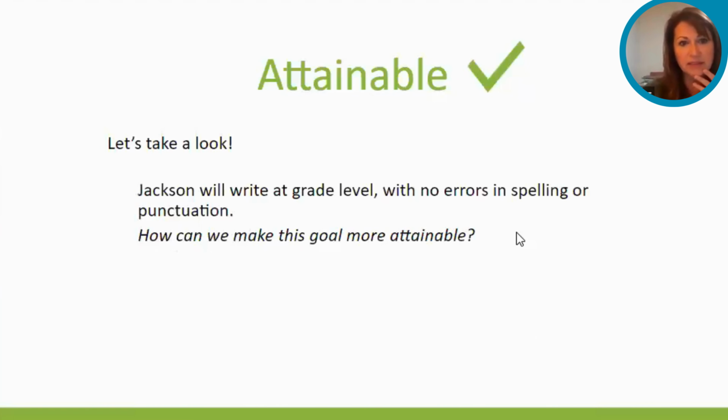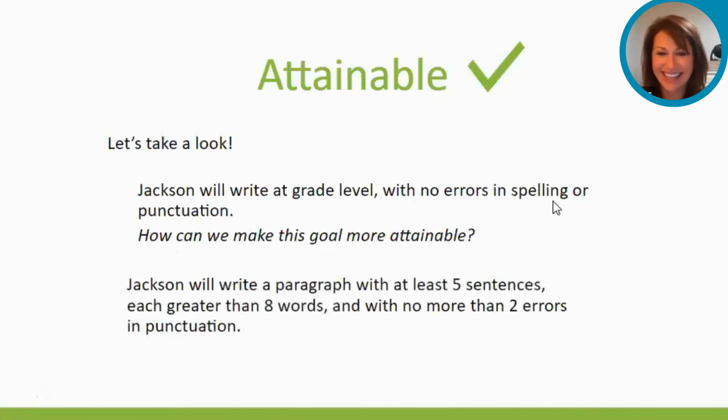So here is an example. Jackson will write at grade level with no errors in spelling or punctuation. And I'm thinking to myself, is that really attainable? No errors, like 100% accuracy? Are any of us 100% accurate? No. I know I am definitely not 100% accurate all the time. So, Jackson will write a paragraph with at least 5 sentences, each greater than 8 words and with no more than 2 errors in punctuation. So we can see that no errors definitely is not attainable. In the second goal here, we're allowing for error. We want it to be attainable. We recognize that 100% accuracy is challenging. So it's more specific and it's more attainable.